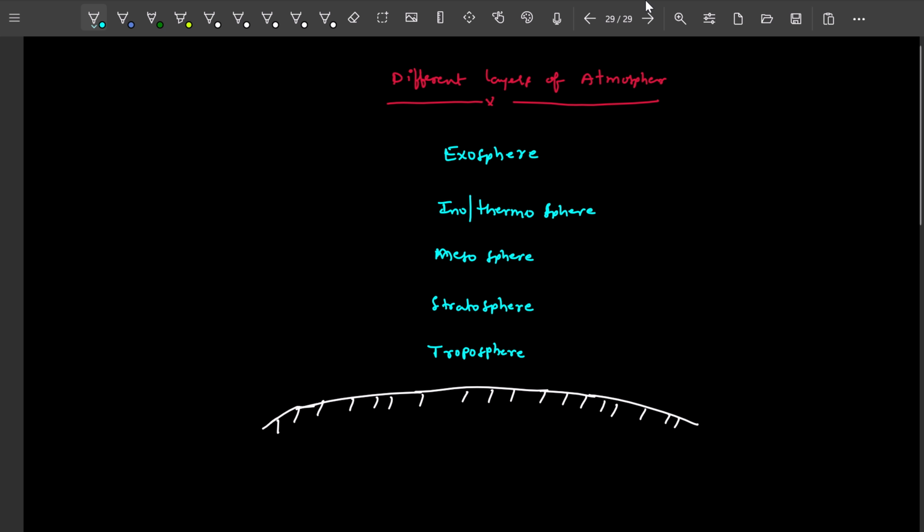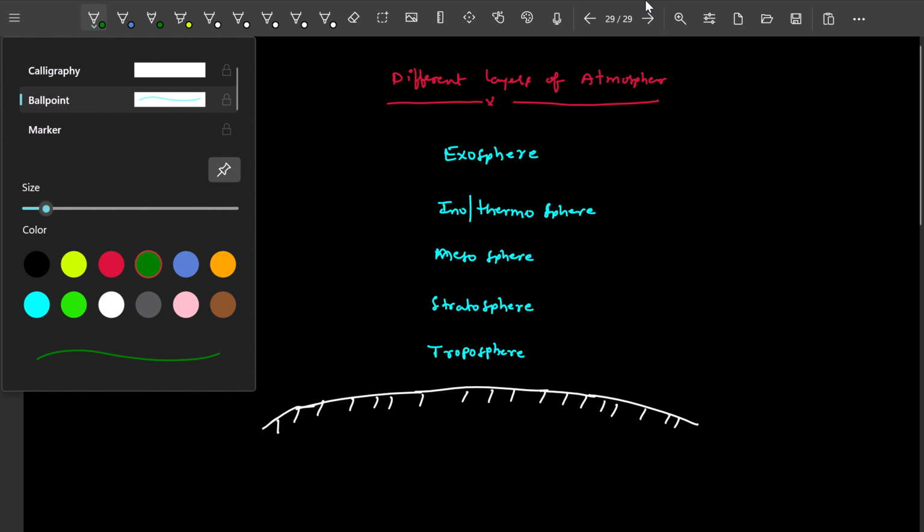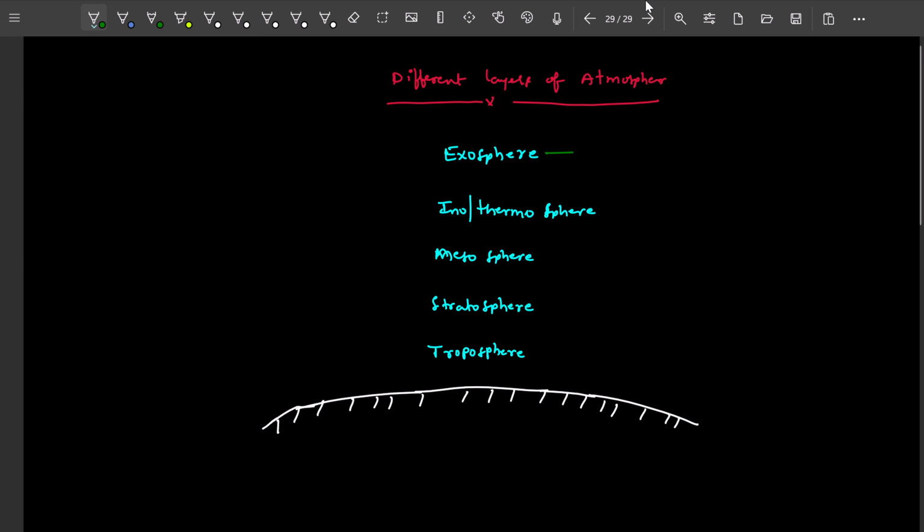This exosphere is there, no? Here in this exosphere, spaceships and satellites are located in the exosphere.